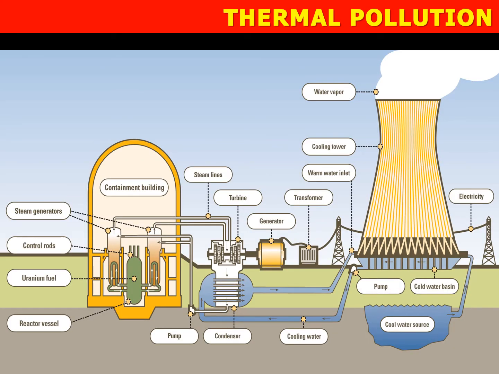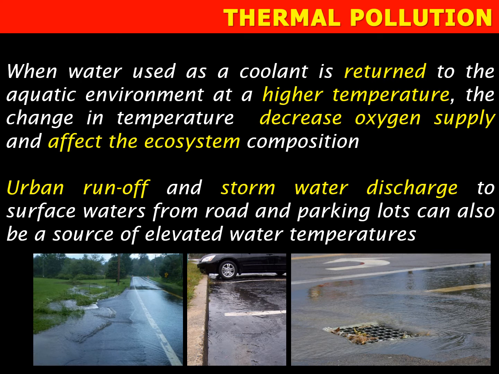The same goes for power plants, especially nuclear power plants. The water is used as a cooling agent in the cooling tower to cool the core. When the water used as a coolant is returned to the aquatic environment at a higher temperature, the change in temperature decreases oxygen supply and affects the ecosystem composition.